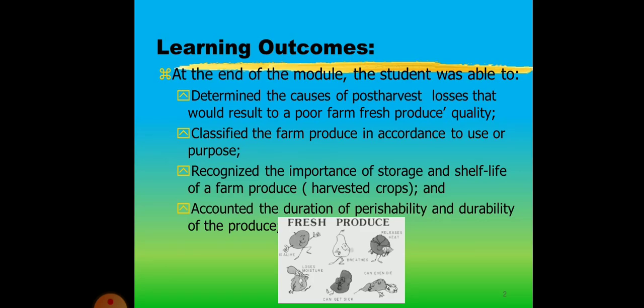In this chapter, at the end of the module, you will be able to determine the causes of post-harvest losses that degrade the quality of the produce. Second, you are to classify the farm produce in accordance to use or its purpose. Third, recognize the importance of storage and shelf life of the farm produce or the harvested crop. And lastly, account for the duration of perishability and the durability of the produce. All of those we will be lecturing in this module.